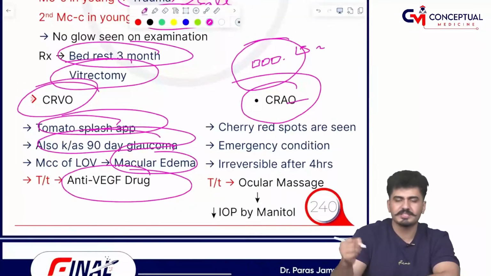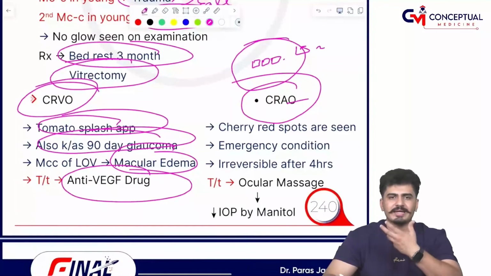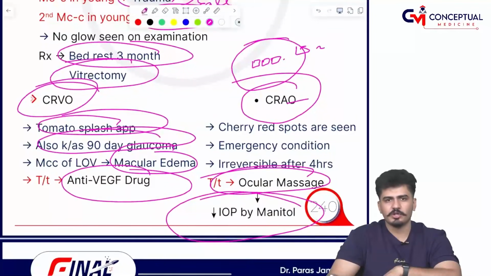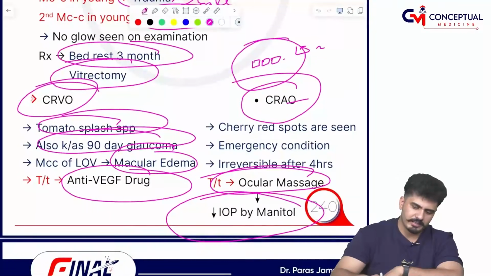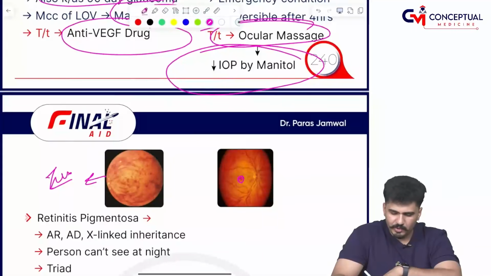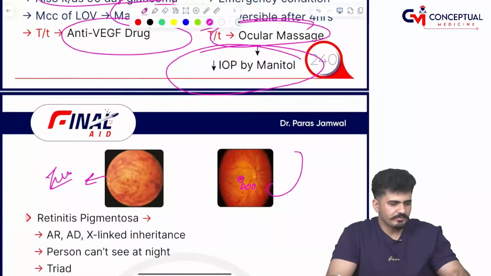These all are features of CRAO. And how can we reduce it? Ocular massage, and also by reducing the intraocular pressure by giving mannitol. So this is an image of tomato splash appearance. This is a cherry red spot with the boxcar appearance, image of a CRAO, sir.